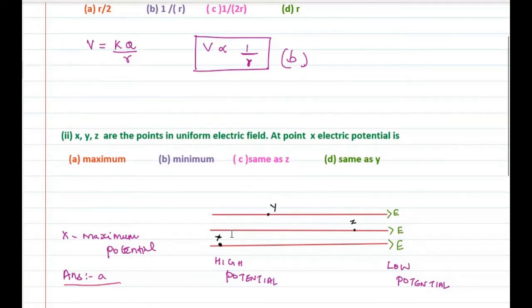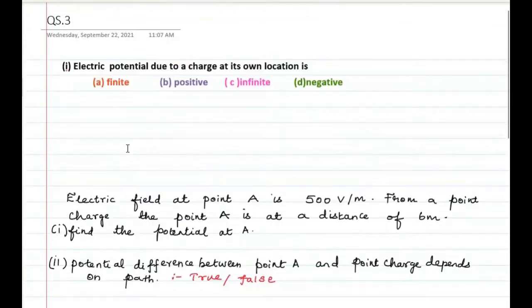So you have to remember the point, the electric field will be from high potential to low potential. Okay. Next is electric potential due to a charge at its own location. The electric potential due to a charge at its own location is not defined. So when you substitute R is equal to 0 in the electric potential formula V is equal to KQ by R, it is not defined.